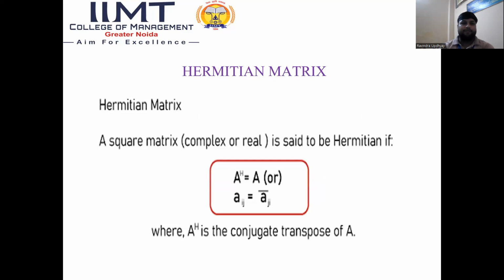Next is the Hermitian matrix. A square matrix that may be real or complex is said to be a Hermitian matrix if A^H equals A, or a_ij equals the conjugate of a_ji, where A^H is the conjugate transpose of A. That means to check whether a matrix is Hermitian or not, first we calculate its conjugate transpose.